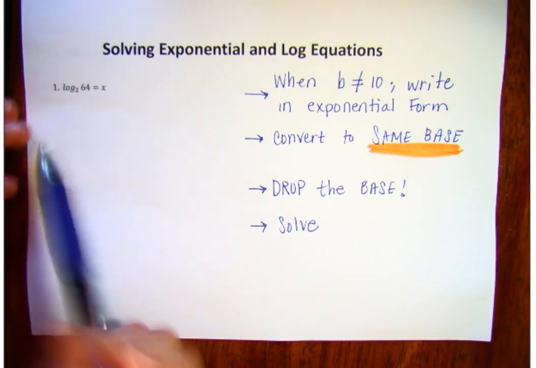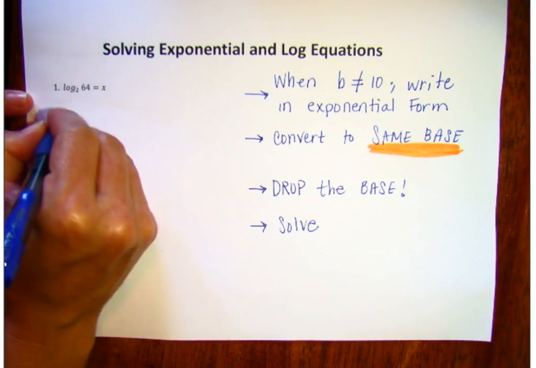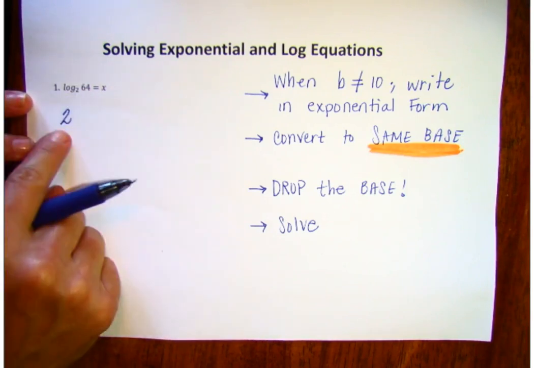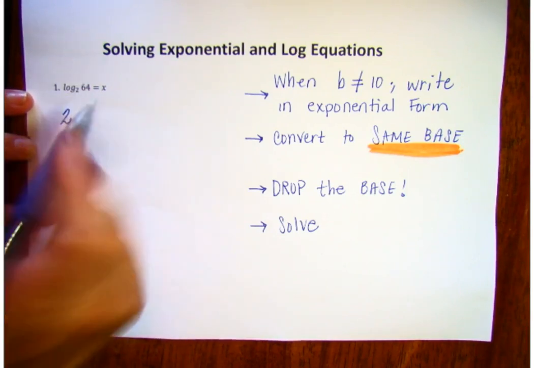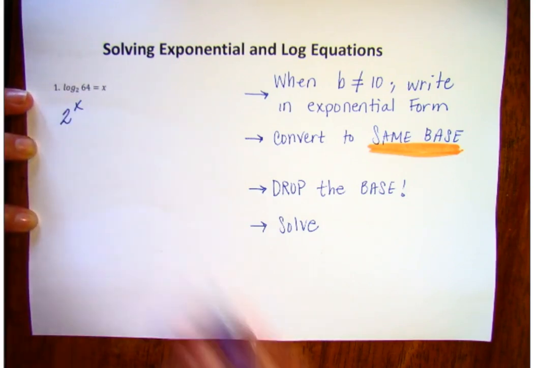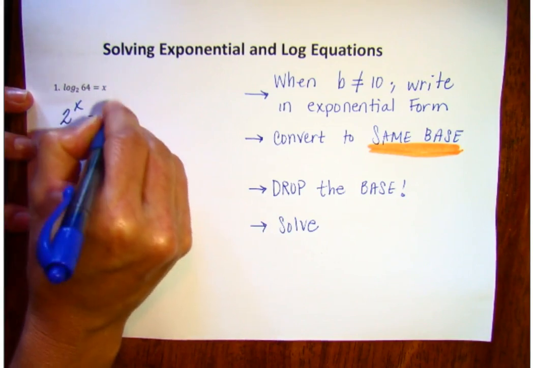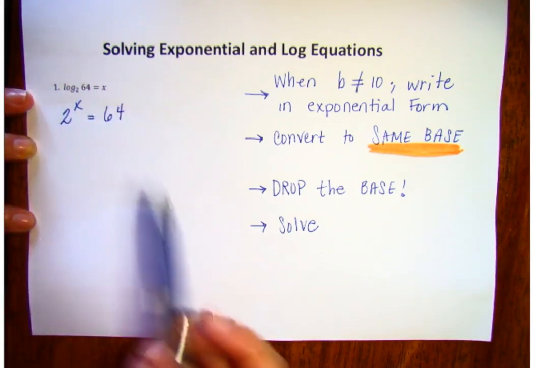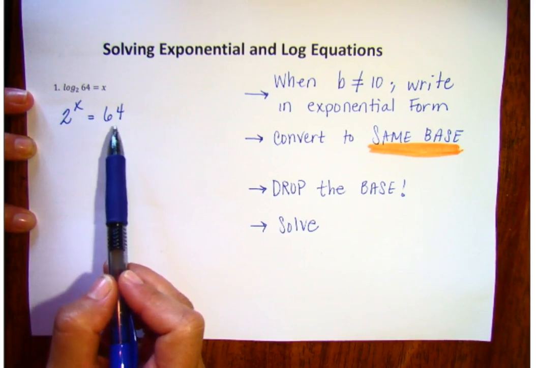So I am going to write this in exponential form. Remember, the base doesn't change. So if that's a 2, then the base of my exponent's 2. I'm going to hop over to the other side. I know this is 2 to the x, and 2 to the x equals 64. So let's get started on converting this to a base of 2.